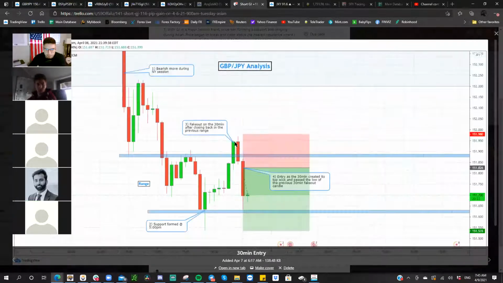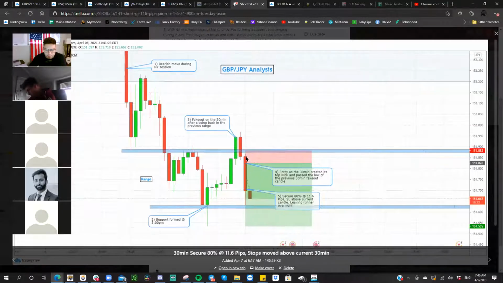The 30-minute price came up, faked out, closed right back into the range. So clear. And it's in a downtrend, that fake out. Price comes right back into the range. Secure 80% at 11.6 pips.